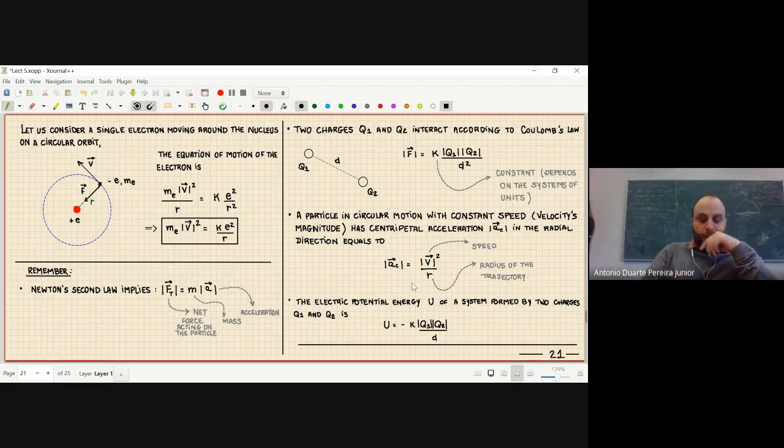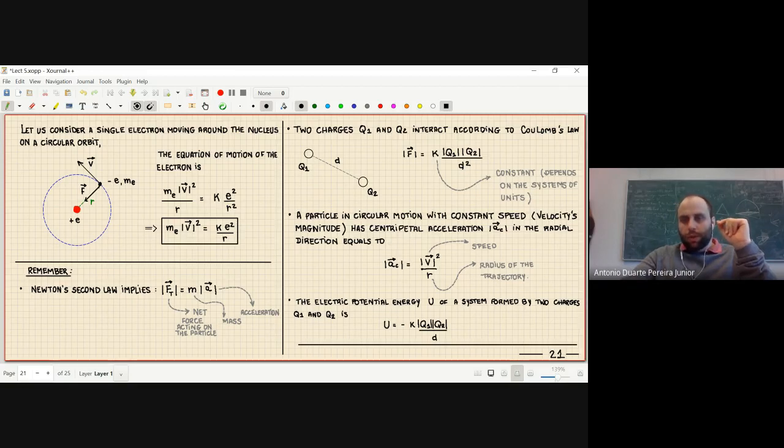But now, let's go back to the first part of this slide and apply Newton's law. So I will apply that the force is equal to the mass times the acceleration. So what is the force that the nucleus will exert on the electron? Well, it's just the Coulomb force. So this will be k times the absolute value of the charge of the nucleus times the absolute value of the charge of the electron divided by the distance squared.